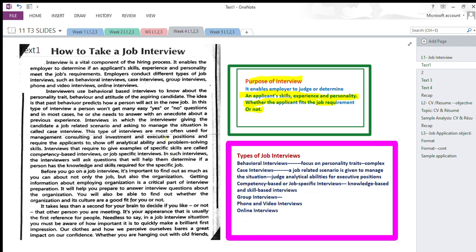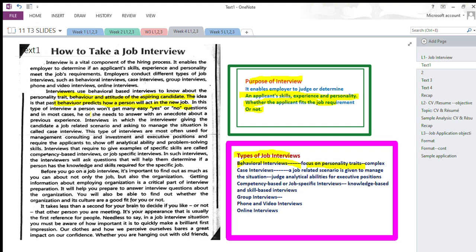Now, in the rest of the paragraphs, we are told about different types of job interviews, okay? Here you can see in the text also behavior-based interviews. Now, one by one, I'll let you know what are different types of interviews. First one is behavioral interviews. They focus on personality traits and they are a bit complex, okay? Why? The idea is that past behavior predicts how a person will act in the new job.